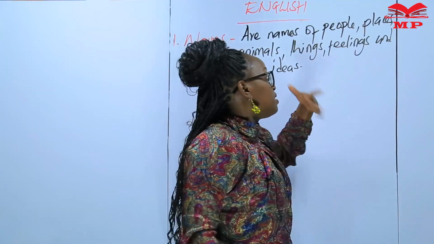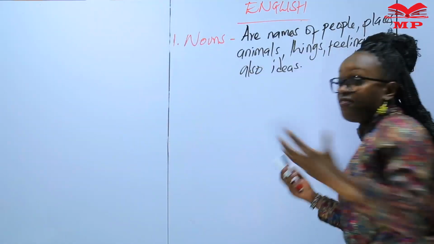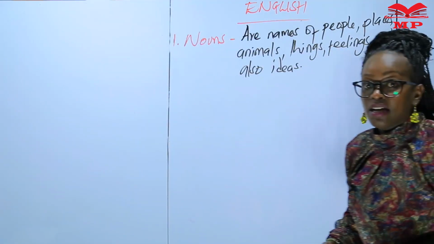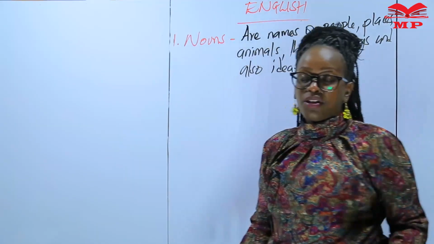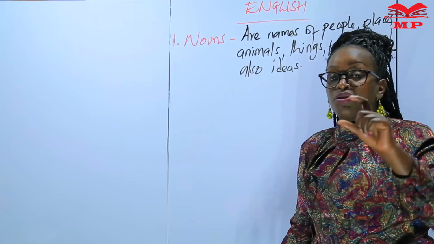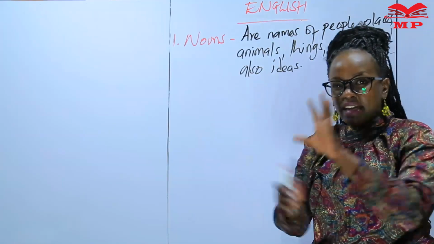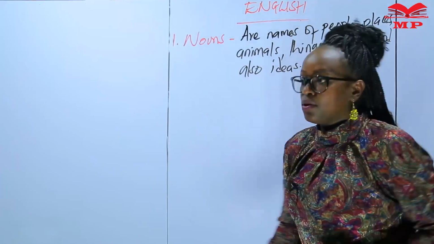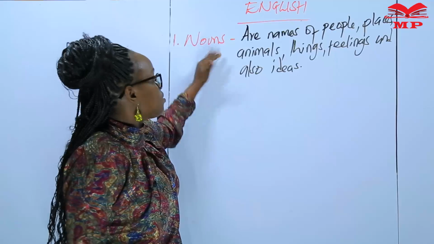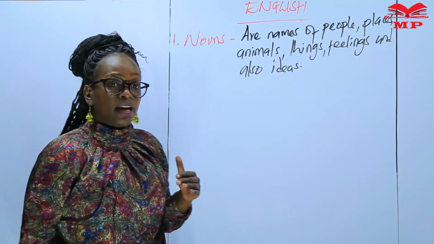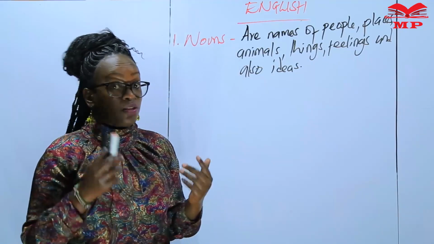We have things. We talked about pens, books, and desks. We have feelings, for example, when you say that you're sad, when you say that you love somebody, or when you're angry at somebody. All those are nouns. They are used to express the feelings that you have. So we already have now the definition of what a noun is. Now we're going to be discussing the different types of nouns that we have.